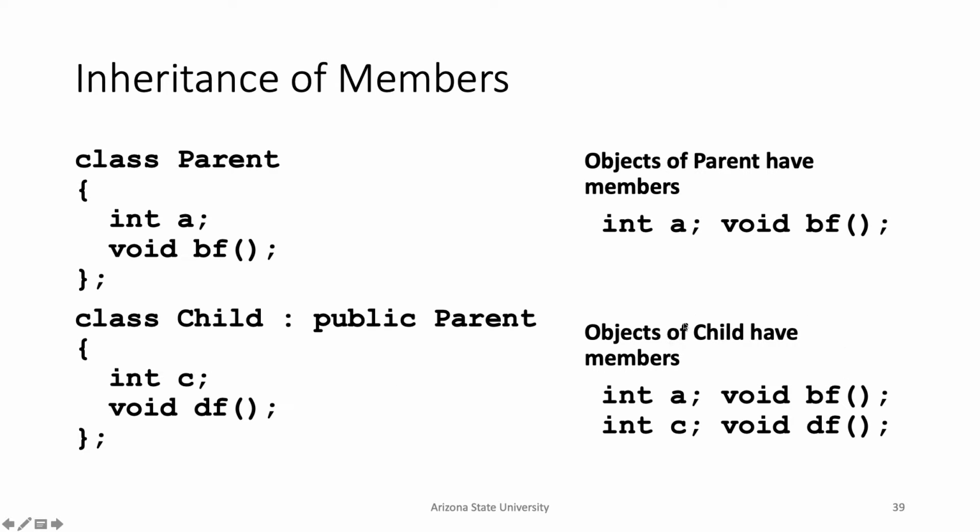The C and the DF function, right. So the objects of the child class have access to all four of these things, whereas if you only make a parent object, you only have those two, the A and the BF. Okay? So that's just basically how inheritance works. I'm reducing code duplication from one class to the other. I didn't have to retype everything from the parent class into the child class, which is really cool.